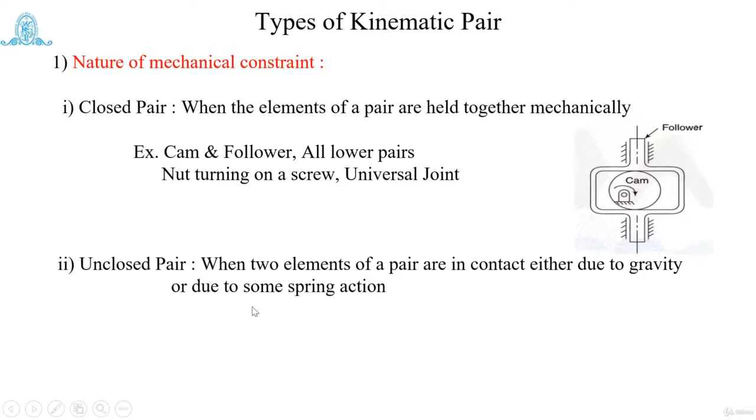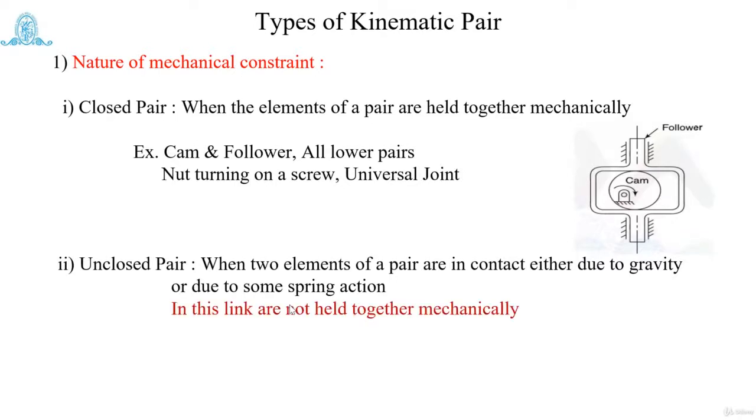When two elements of a pair are in contact either due to gravity or due to some spring action, then they are called an unclosed pair. They are not closed to each other. When we have formed them, they will stay in contact for a certain duration of time, but after that they may lose the contact. But as it is essential that the two elements should always be in contact with each other, we have to apply some sort of force, either in terms of gravity or in terms of a spring action.